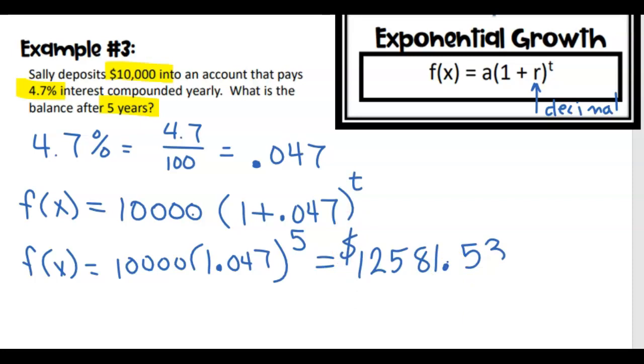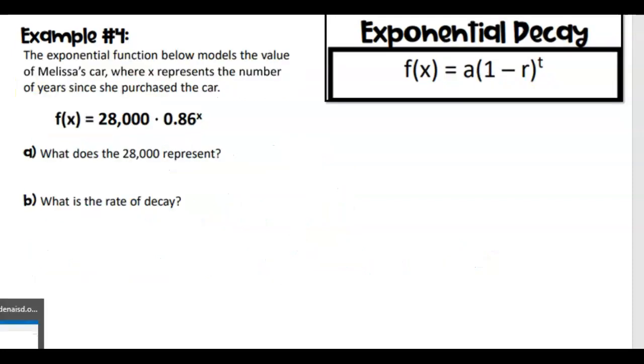This is money. Money has 2 decimal places, and so I rounded it off to 2 decimal places. Okay, this problem is an exponential decay problem because it says so right there. But if I didn't already have this up here, how would you know that this is an exponential decay problem? Well, let's read the problem.